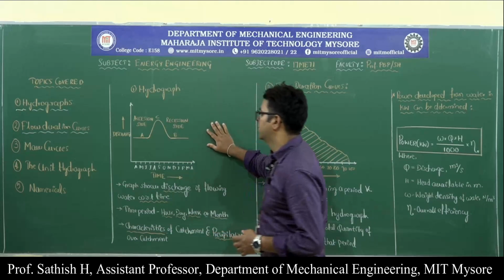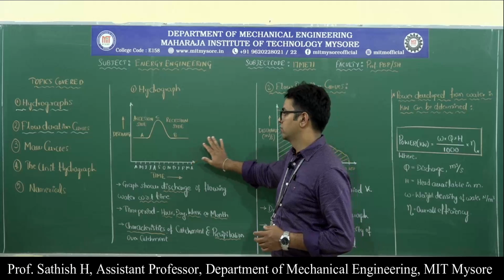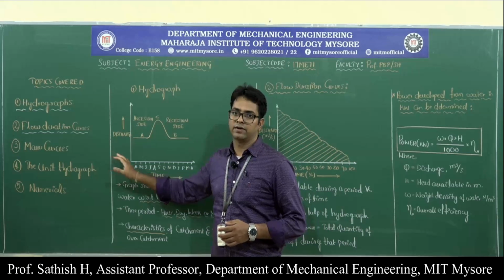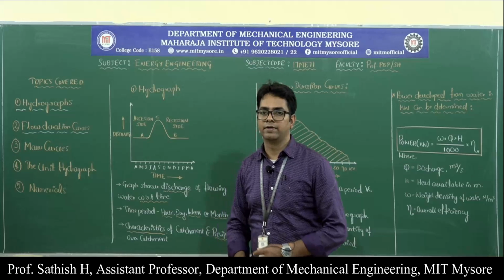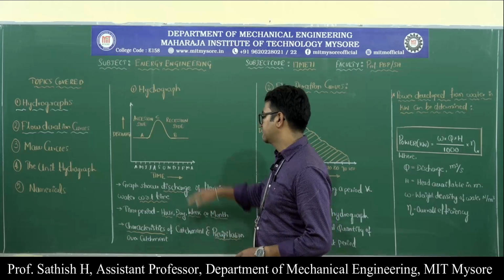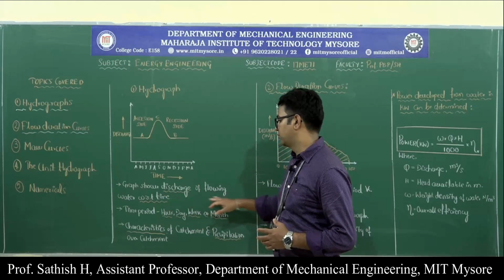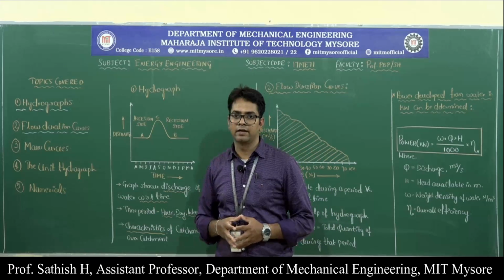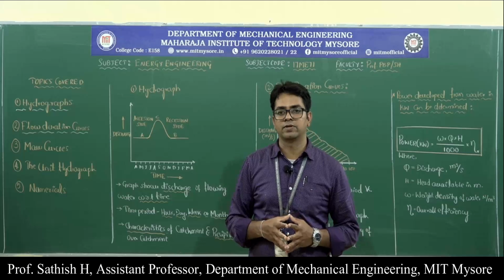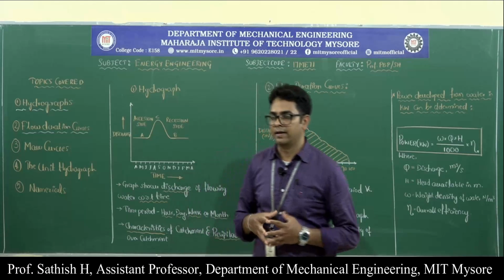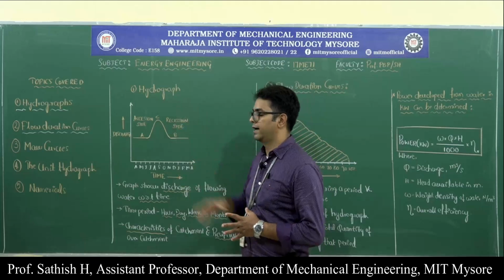This is the graph which shows, on the y-axis, the discharge, which is measured in meter cube per second. On the x-axis we have the time. The graph shows the discharge of flowing water with respect to time. What the discharge is with respect to time can be represented with the help of a hydrograph.